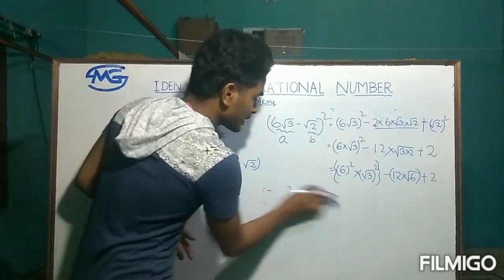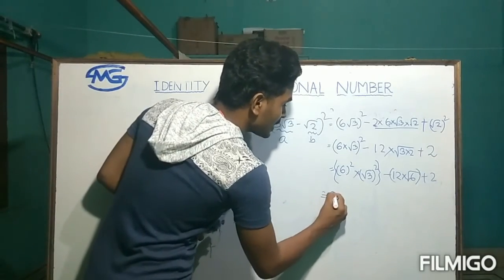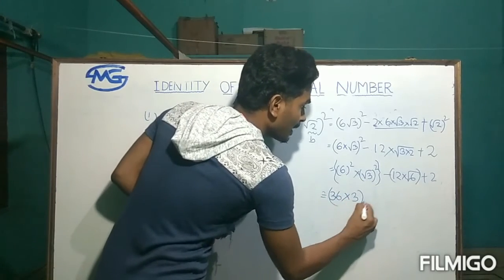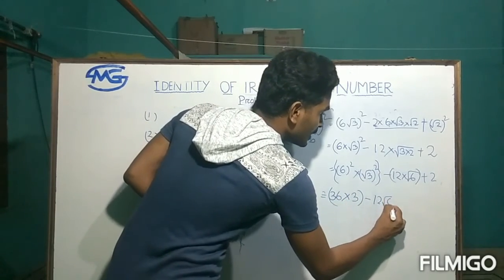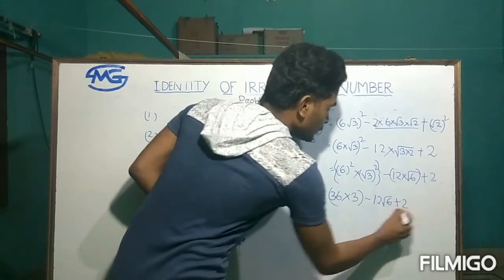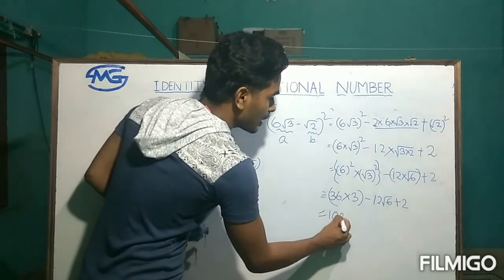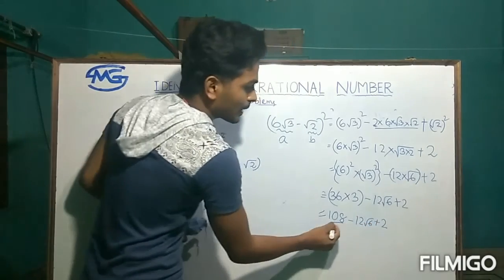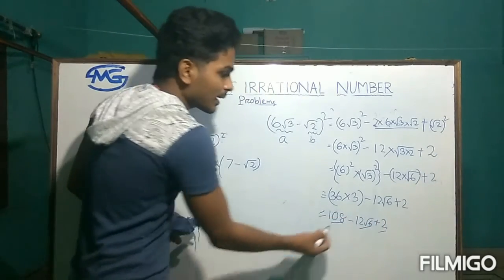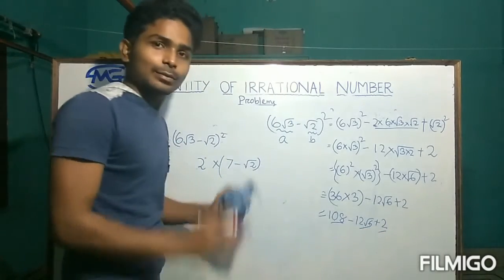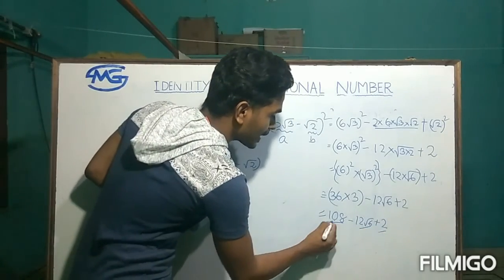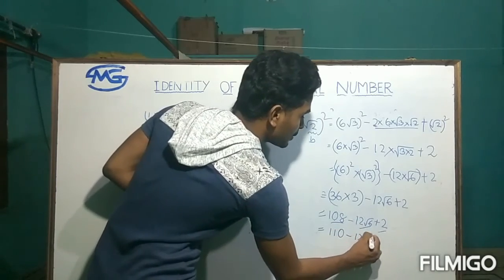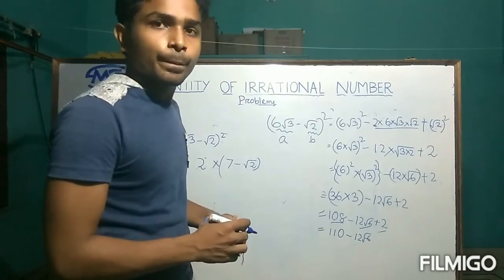Understood? Then 6 square is how much? 36, into root 3 square is how much? 3, minus 12 root 6, plus 2. 36 into 3 is how much? 108, minus 12 root 6, plus 2. Here we have 3 terms, out of which this term and this term are rational, so they can be added. So 108 plus 2 is 110, minus the remaining 12 root 6. This is the answer. Understood?